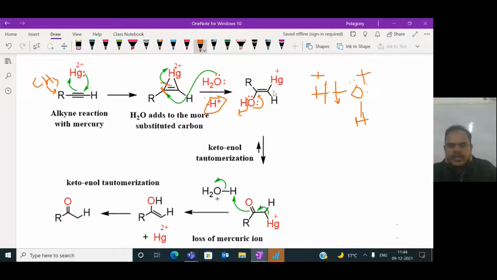Since this carbon gets the negative charge, the mercury ion is released, and the double bond is formed between oxygen and carbon. With the departure of the mercury ion, the hydrogen is shifted to this carbon. So then what compound do we get? This is the ketone we get, the ketone form.